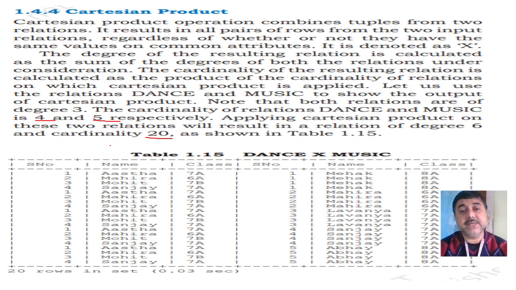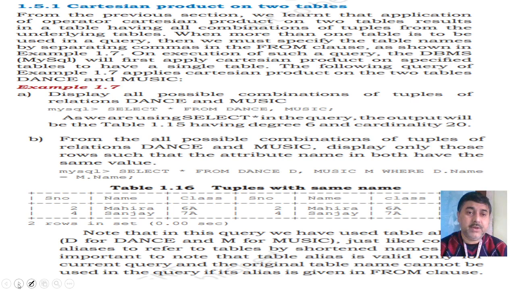So then 6 degrees will be there. You see here: 1, 2, 3, 4, 5, and 6. That means 6 attributes. So this is what we can find: those are the degrees, and there will be 20 rows affected. Fine. So these are the things that we can do.